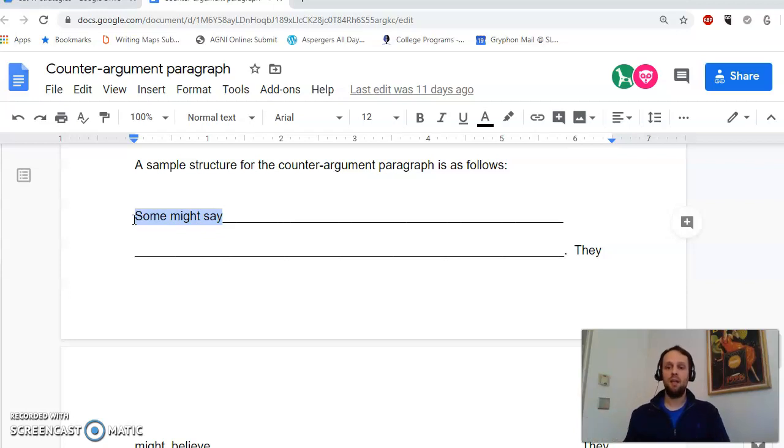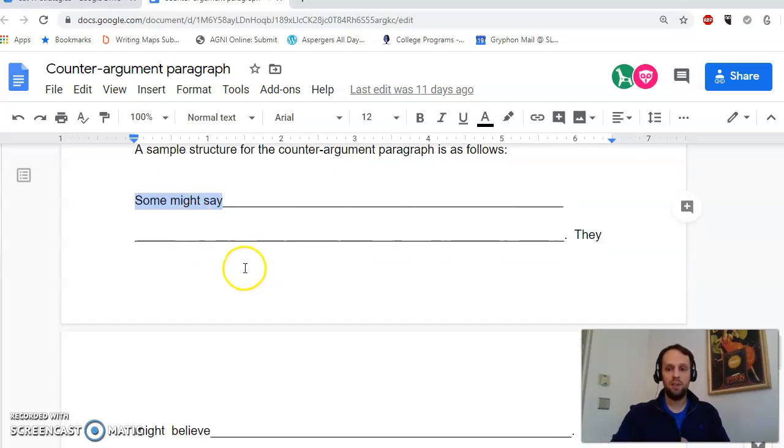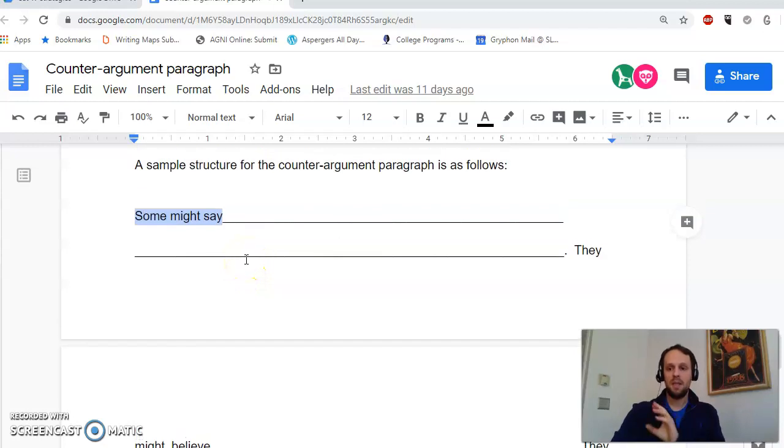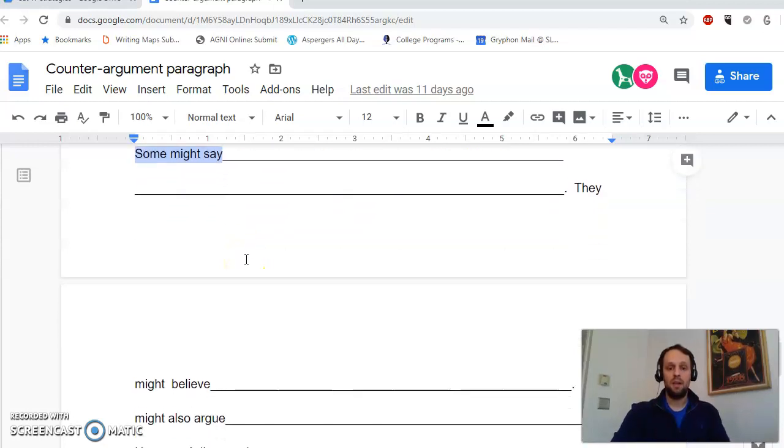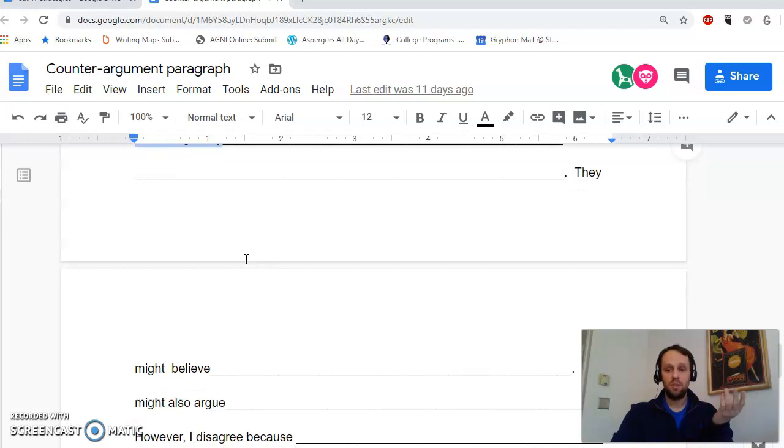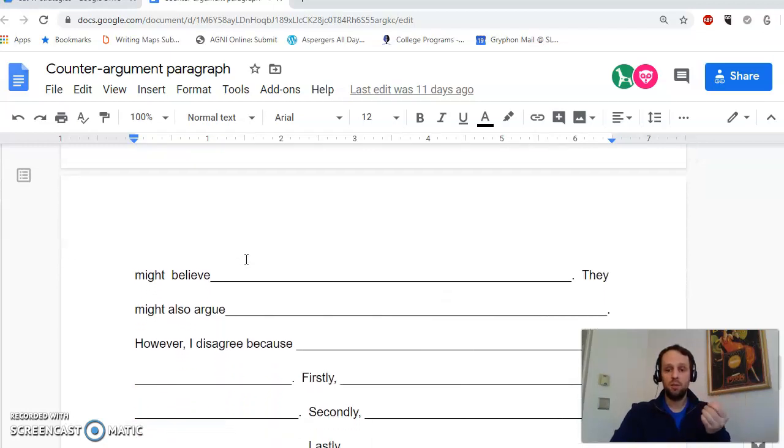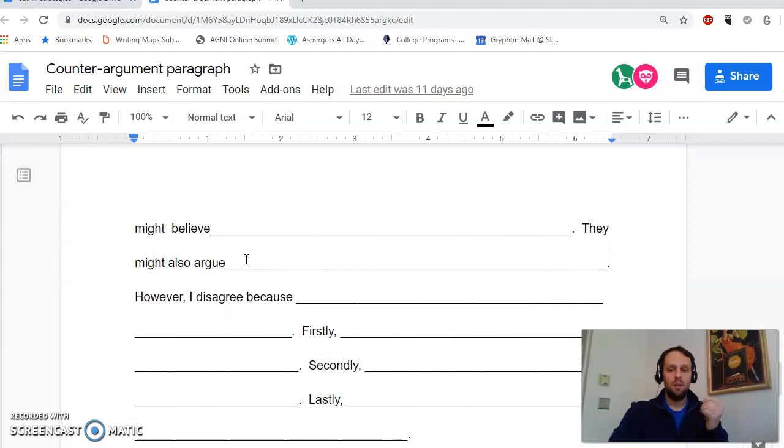Some might say that McDonald's is the best restaurant in the world. So that's going to be where your main idea goes. The main thing that that side is arguing. They might believe something. They might also argue. So those are where you're going to encapsulate those two supporting details on the other side. So again, you're choosing three things that you want to argue against.